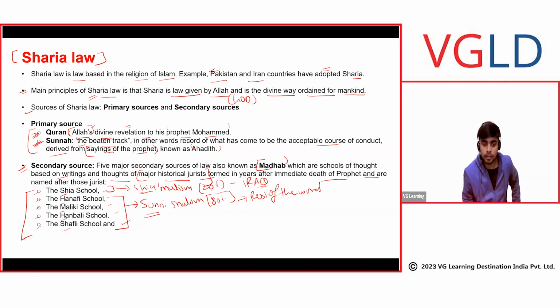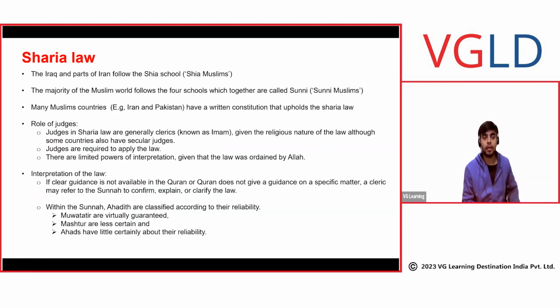These are the schools of thought: Sunni Muslims and Shia Muslims. Shia is based on the scholars of its school of thought, and Hanafi, Maliki, Hanbali, and Shafi'i create the Sunni. These are called madhabs. Now, further. Yes, I was correct. Iraq and parts of Iran follow the Shia school. The majority of the Muslim world follows the four schools, which together are called the Sunni Muslims.